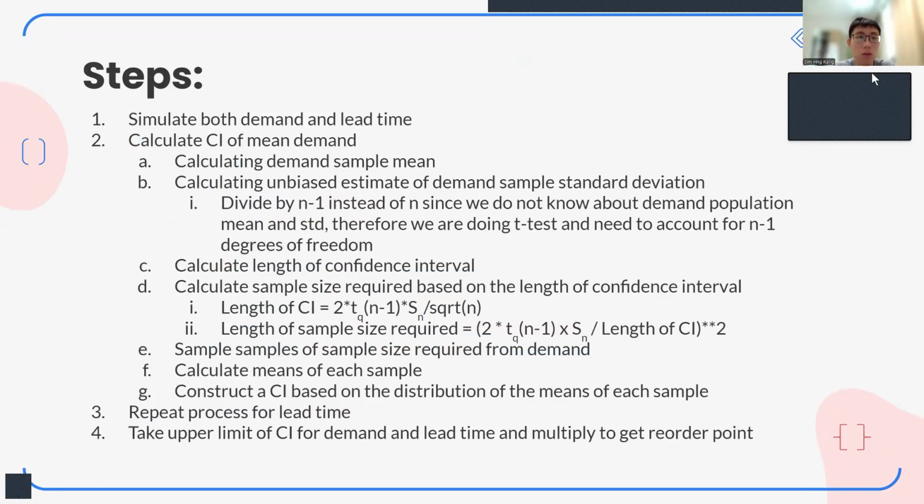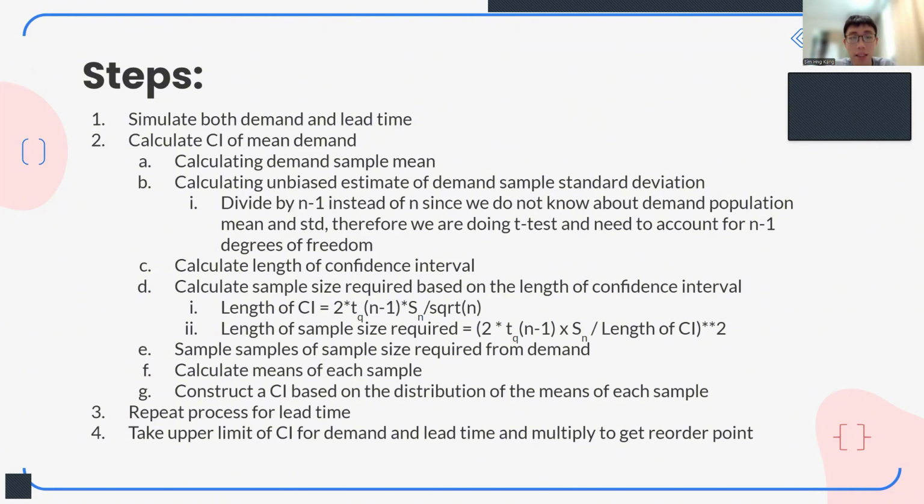Here are the steps that we're going to take to calculate the reorder point. Firstly, we simulate both the demand and the lead time. Then we calculate the confidence interval of the mean demand. First we calculate the demand sample mean, and then the unbiased estimate of the demand sample standard deviation, because since we do not know the demand population mean and standard deviation, we do a t-test and need to account for n-1 degrees of freedom.